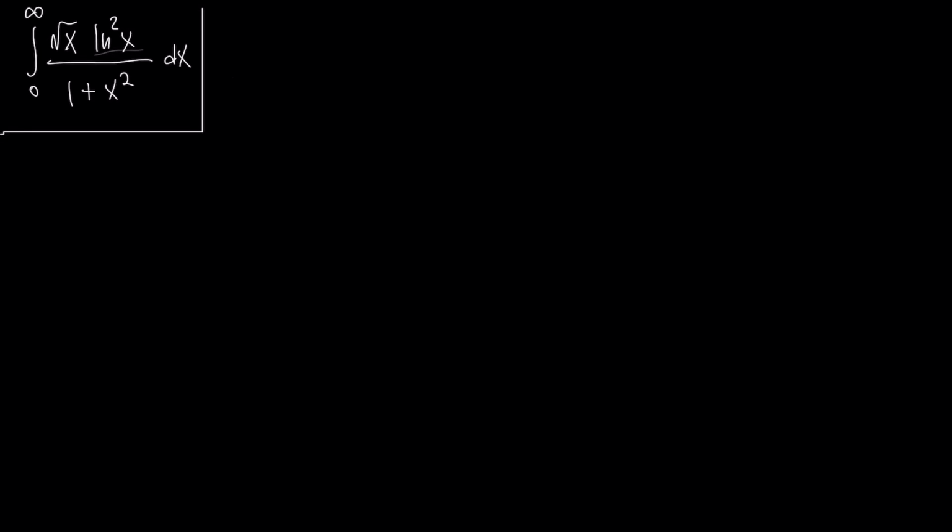Today we'll be doing the integral from 0 to infinity of the square root of x times the squared natural log of x divided by 1 plus x squared dx. And to start off, we will construct a function. We will call this function f of s, and it will be equal to the integral from 0 to infinity x to the s minus 1 over 1 plus x squared dx.